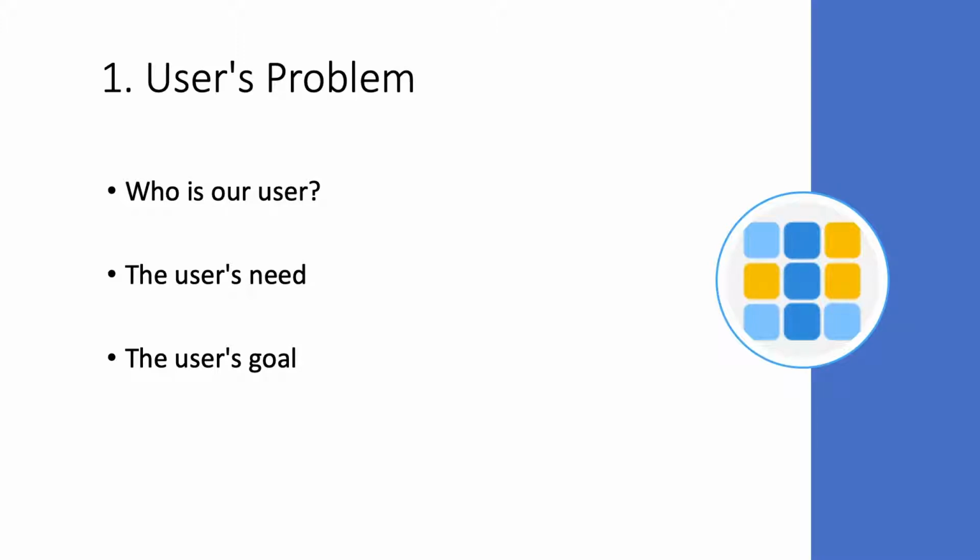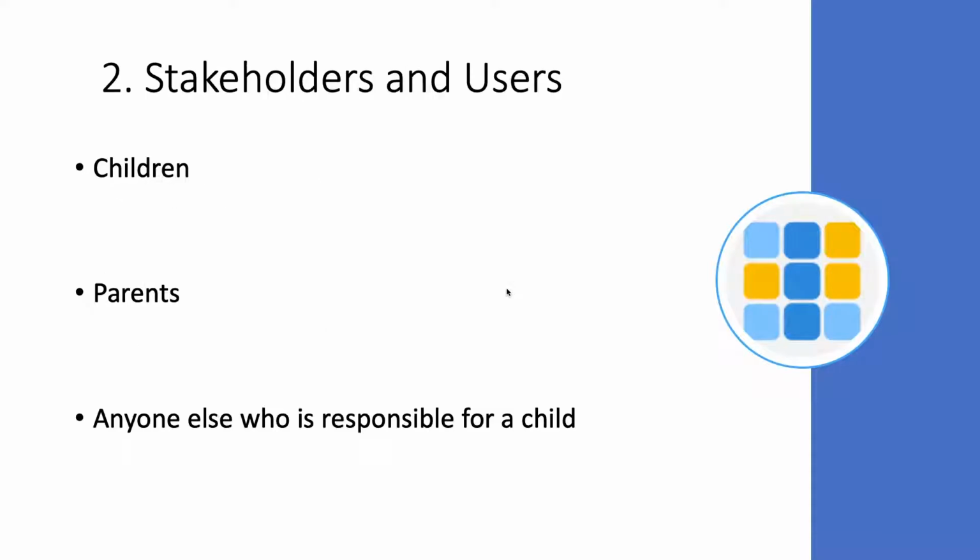When it comes to the stakeholders and users, our main users will be young children from the age of 4 to 9. The main stakeholders are going to be parents. They are the main stakeholders, as they are the ones bringing our application to the table in order to keep their children safe. Also, anyone who is responsible for children can be a stakeholder, for example, teachers, nannies, etc.